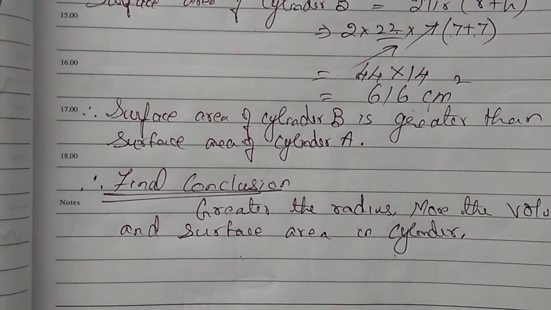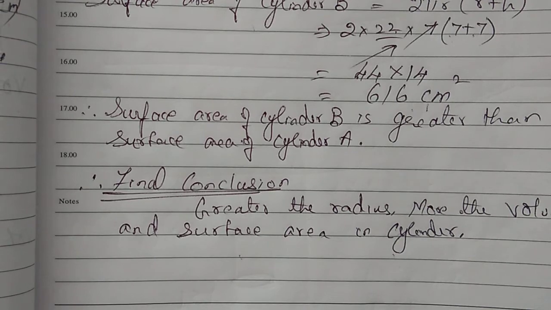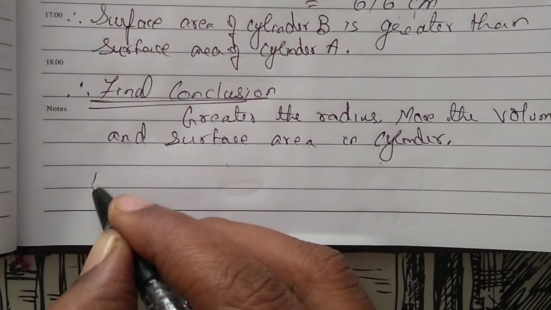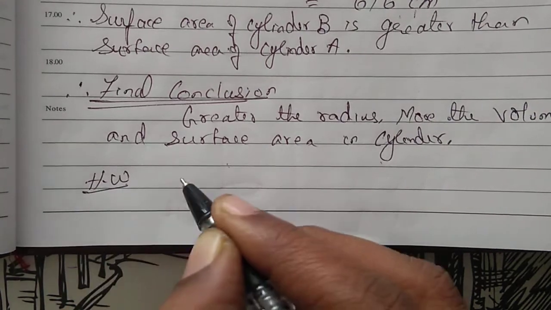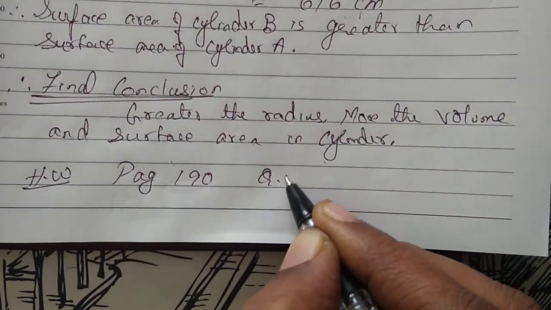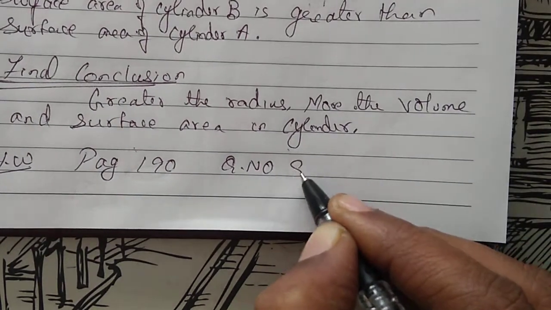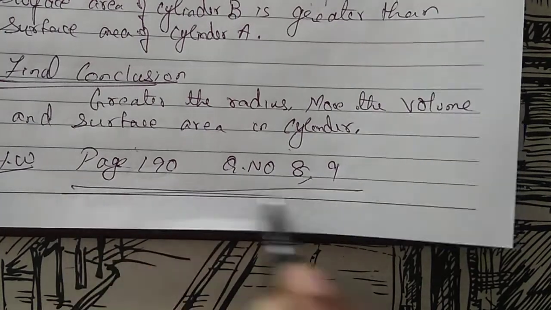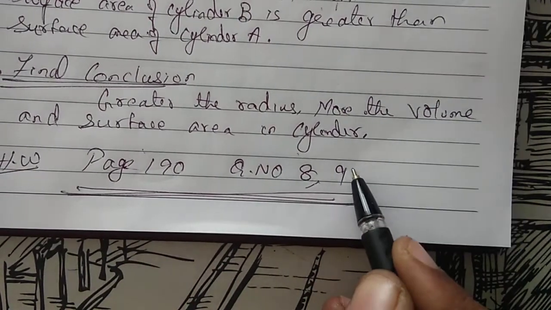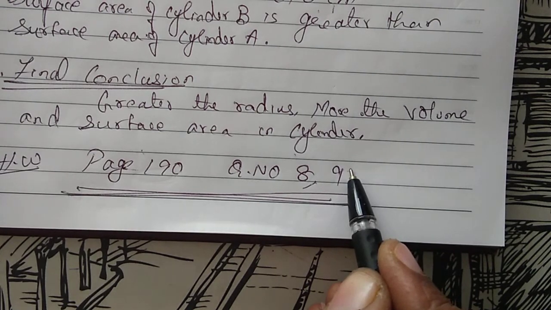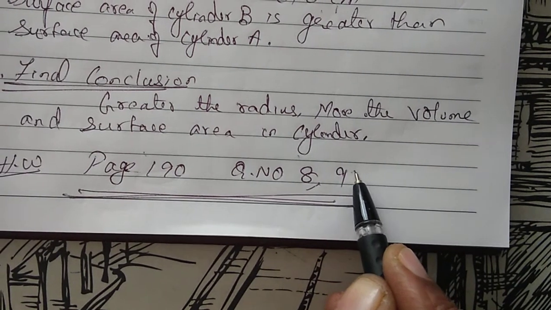So now you have understood the volume concept and surface area concept. So based on this, I am going to give you homework from page 190, question numbers 8 and 9. Only 2 sums homework for you. Okay. So you can do it by substituting the formula, clearly and correctly. Any difficulty, get it clarified. Okay.